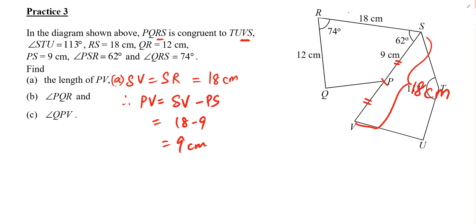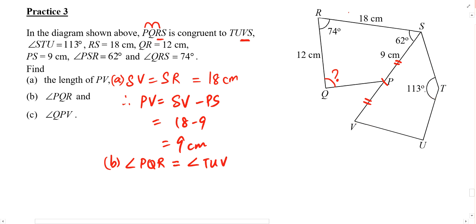Angle PQR. For part B, what is the corresponding angle to PQR? From the names of the quadrilateral, what is the corresponding angle? PQR. So TUV. Is that given to us? TUV. Okay, this is the angle which I don't know what it is. Then how do I continue?